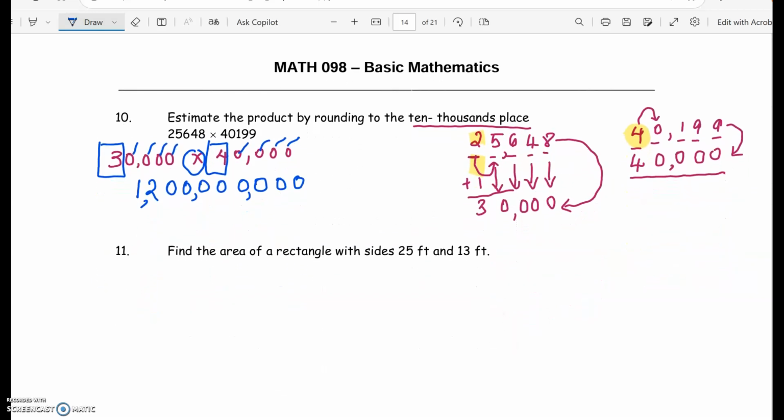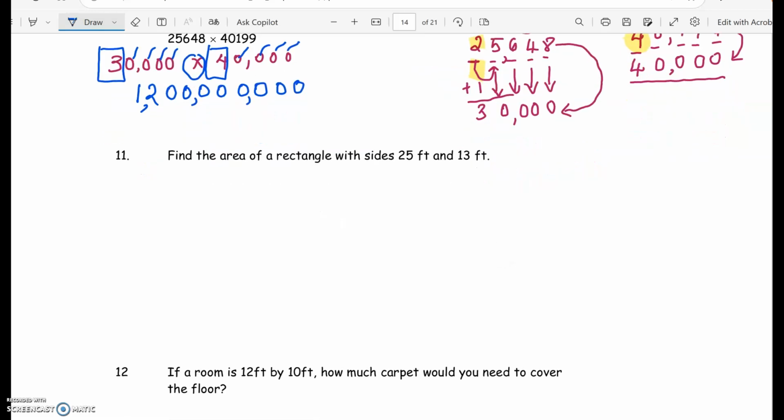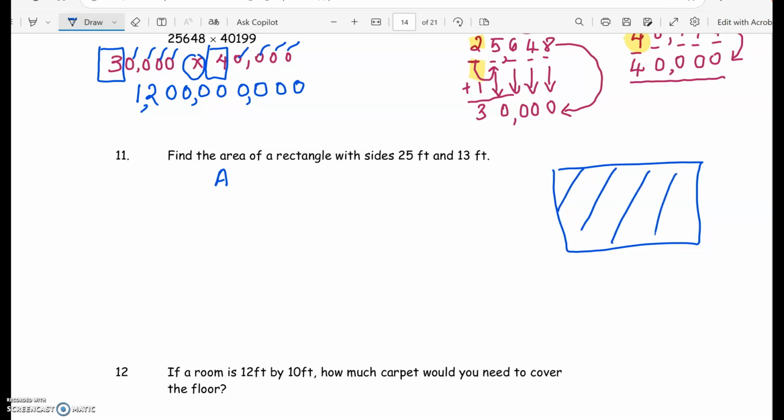Now find the area of a rectangle with sides 25 feet and 13 feet. Area, remember, is the inside of the rectangle. Perimeter is the outside measurement. You go around and measure by just adding numbers. Here we are going to find the area by multiplying length times width. So that is 25 feet times 13 feet.